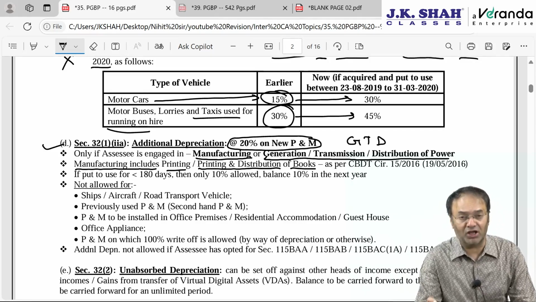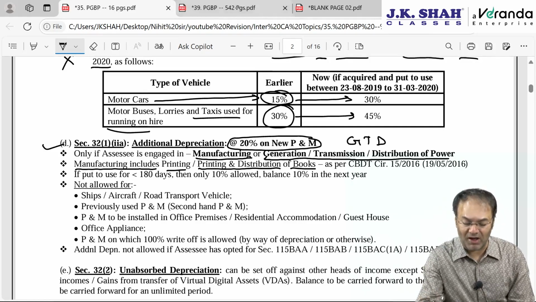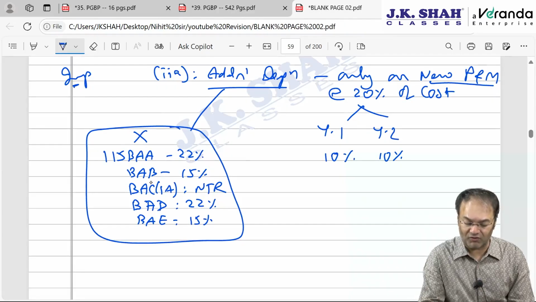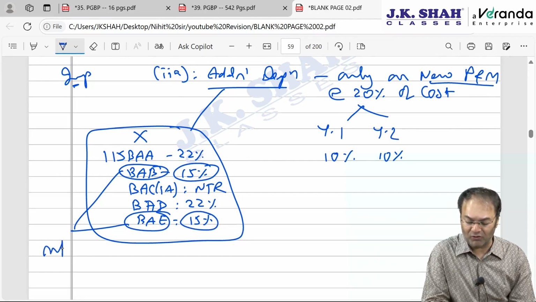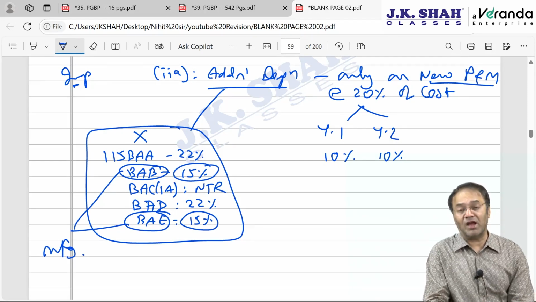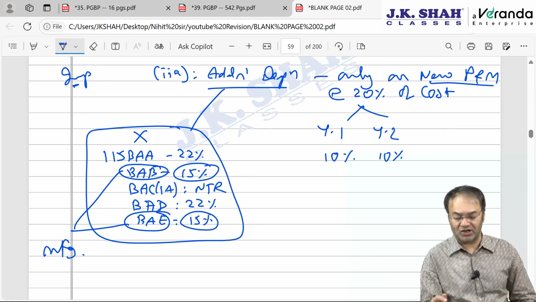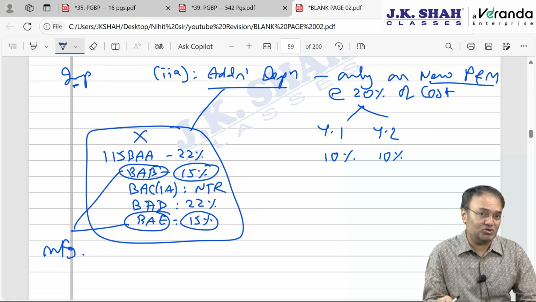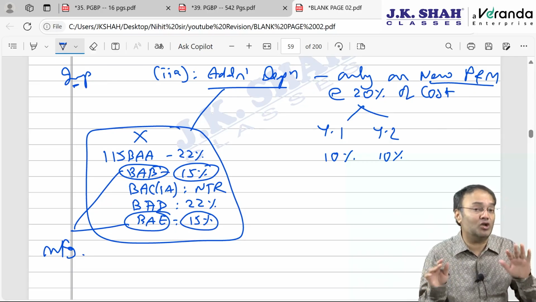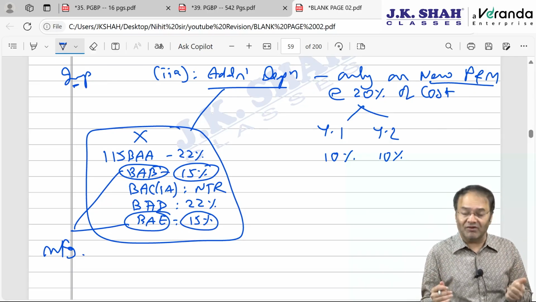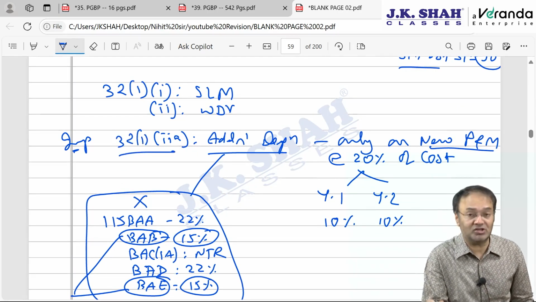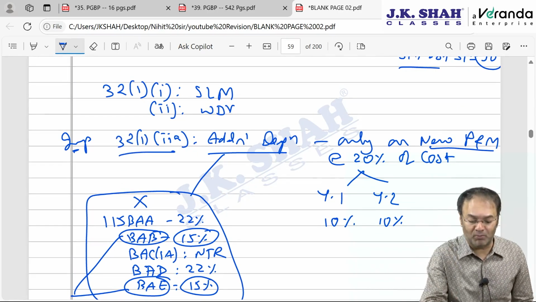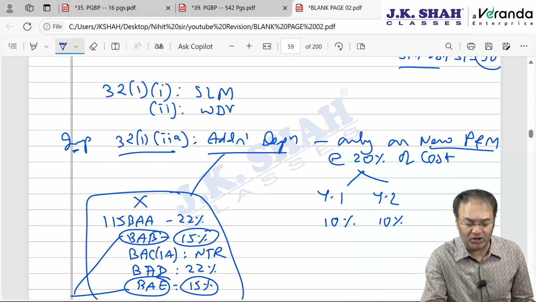However, remember, printing of books is not considered as manufacturing for the purpose of sections 115BAB and 115BAE. The 15% tax rate under 115BAB and BAE is allowed only to a manufacturing domestic company or a manufacturing resident cooperative society. Here, for the purpose of these two sections, manufacturing does not include printing of books. However, for the purpose of section 32(1) clause 2A, additional depreciation, manufacturing includes printing of books. This is a slightly off-the-track point. Keep it in your mind.